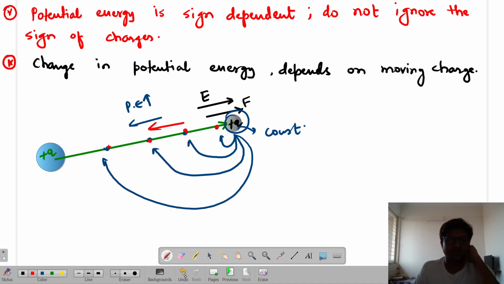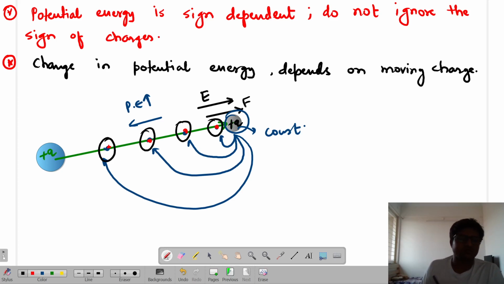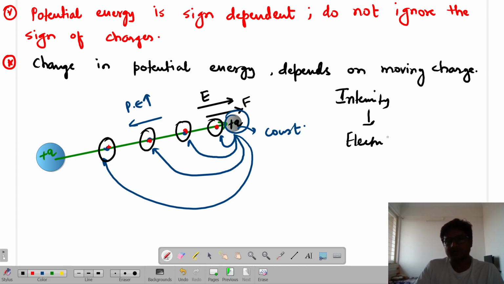But the force and field are working in which direction? Towards the right. So how come the potential energy is increasing? It is increasing only due to the presence of another quantity, measured as intensity, which increases as I move closer to the charge. So there are two ways to measure the intensity of a charge: one is called the electric field, and the other is called electric potential, not potential energy.